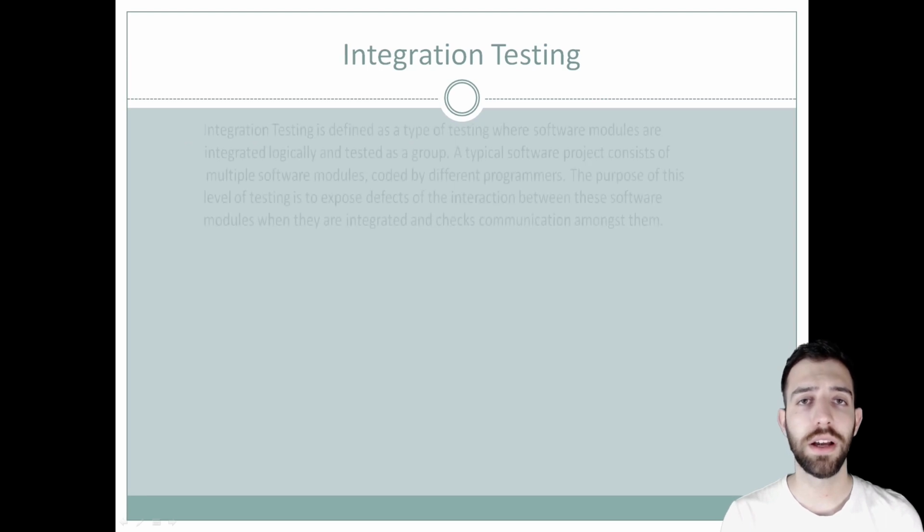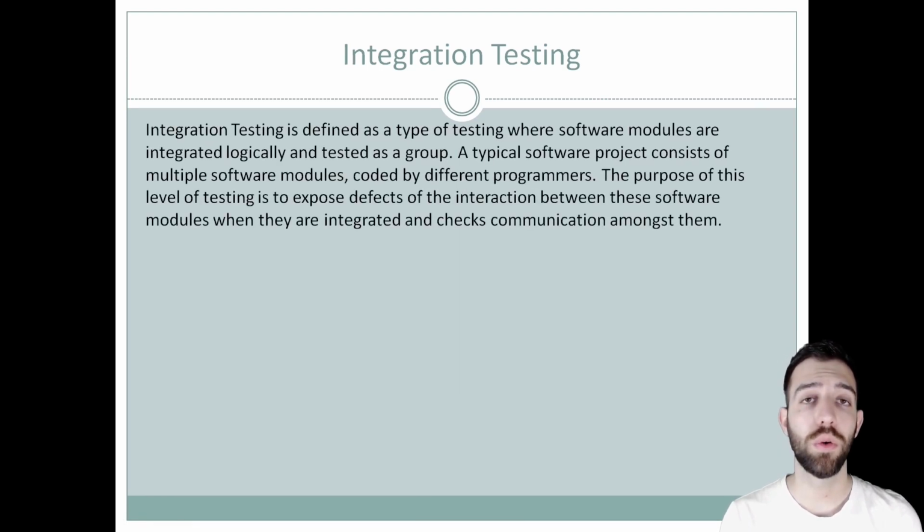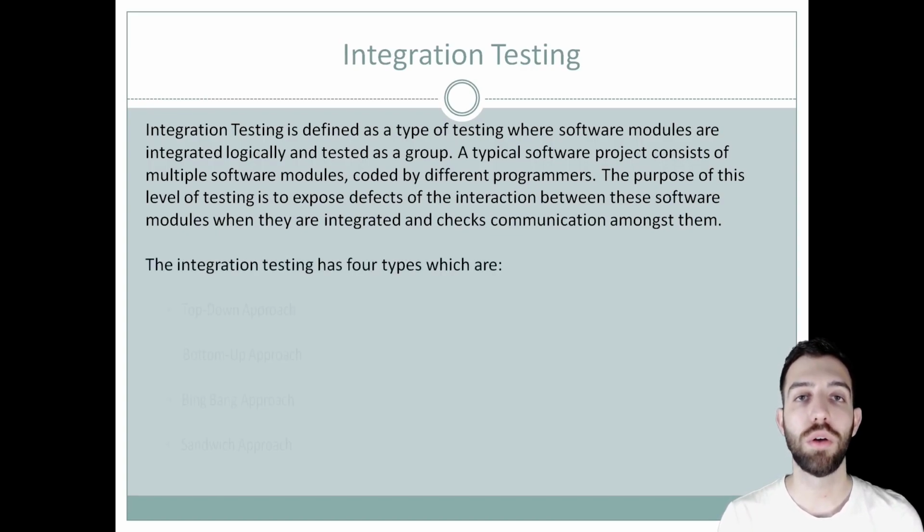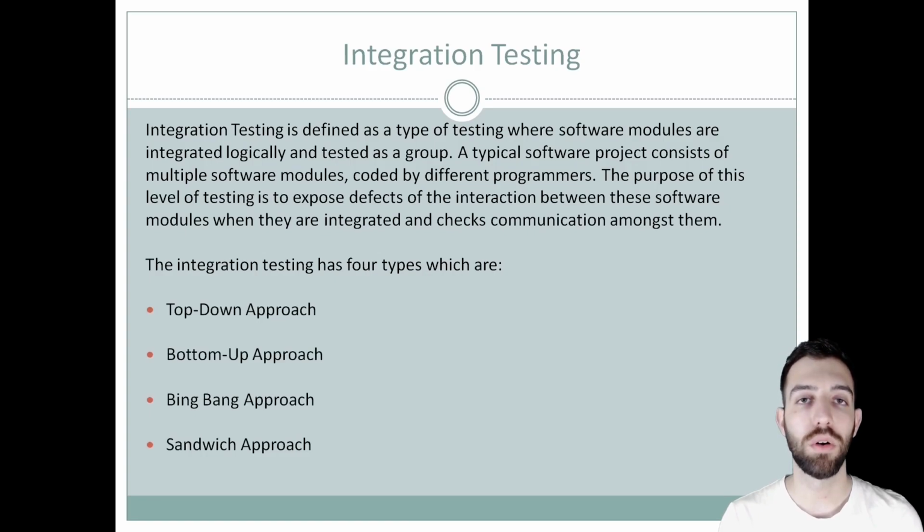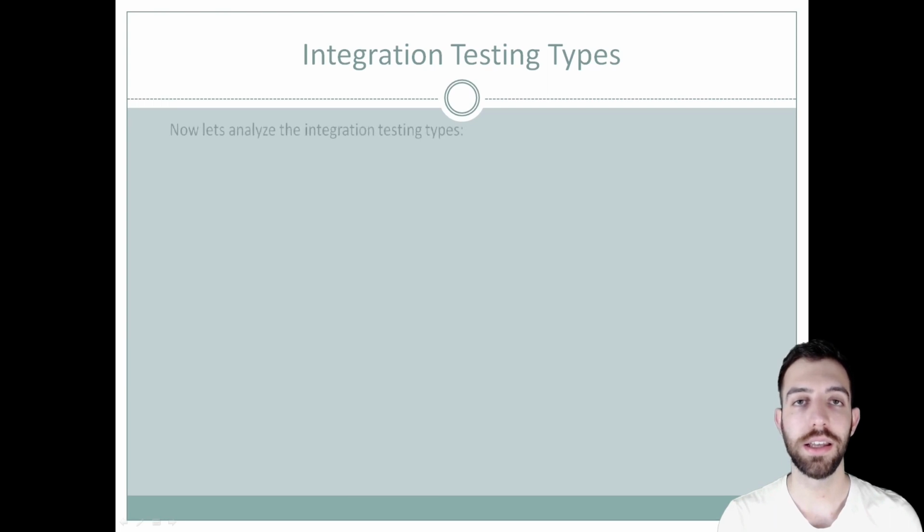Integration testing is defined as a type of testing where software modules are integrated locally and tested as a group. A typical software project consists of software modules, which are coded by different members of the team. The purpose of this level of testing is to expose defects in the interaction between them and check the communication amongst them. Integration testing has four types, which are the top-down approach, bottom-up approach, sandwich approach, and the Big Bang approach. Now let's analyze the integration testing types.